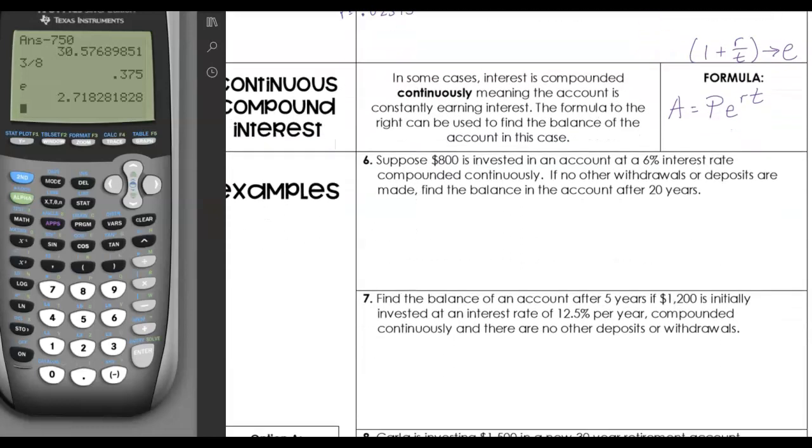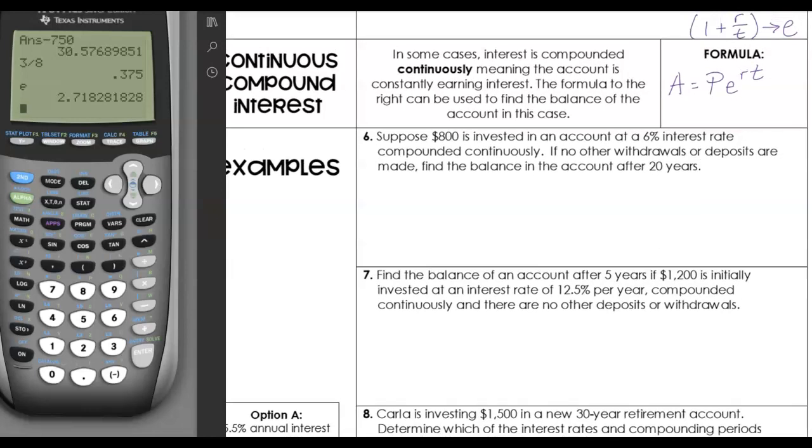So let's try it. Suppose $800 is invested in an account at 6% interest rate, compounded continuously. If no other withdrawals or deposits are made, find the balance of the account after 20 years. So we're going to use PERT because it tells us it's compounded continuously.